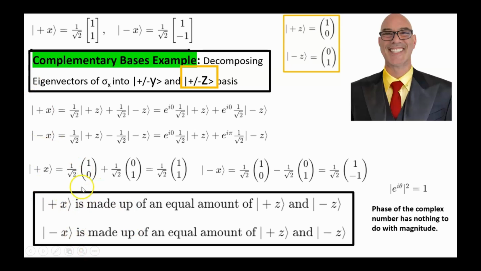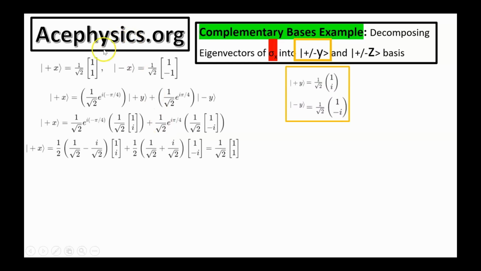This example shows that plus x is made up of an equal amount of plus z and minus z, namely 1 over root 2, and minus x is made up of an equal amount of plus z and minus z. On this slide, I want to take the same two vectors, plus x and minus x, but now I want to write them in the y basis. I'm going to decompose plus x into some amount of plus y and minus y. I'm going to decompose minus x into some amount of plus y and minus y, because these are a basis that spans the space C2, and both of these vectors are vectors in C2.